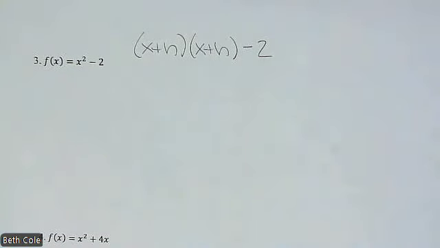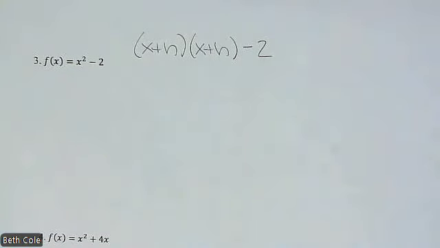So that was step one. We plugged in x plus h, just instead of writing squared, we wrote it twice. It's a twin. Step two, minus the function, right? So x squared minus 2. And step three is the whole thing is over h. And then you just algebra it.